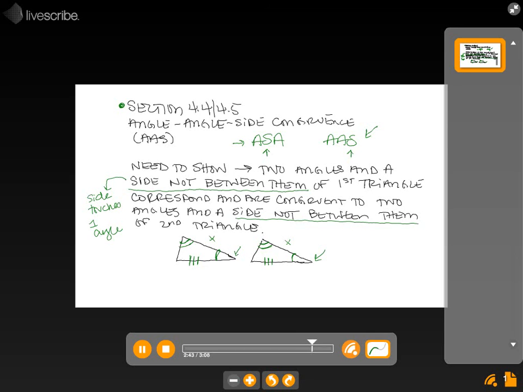So let's recap. Angle, side congruence. The side is not between the two angles. It only touches one of the angles, the side. So you need two angles and a side not between them for both triangles, and they have to correspond and match up with the second triangle. And again, that side cannot be between the two angles. It can only touch one of the angles.